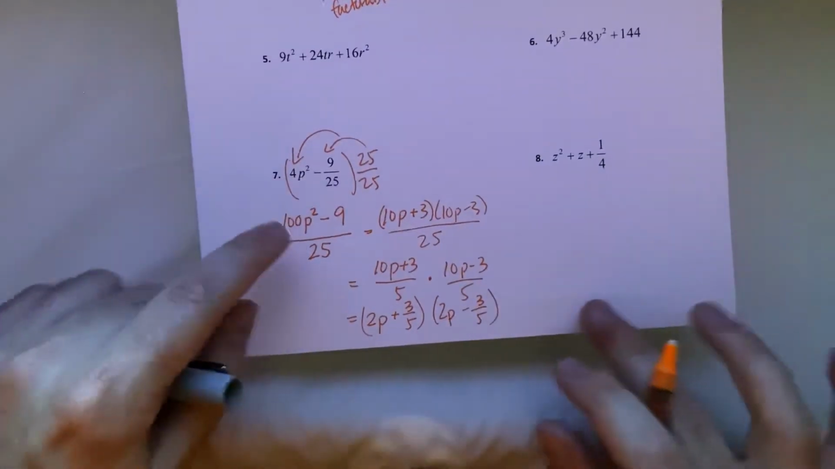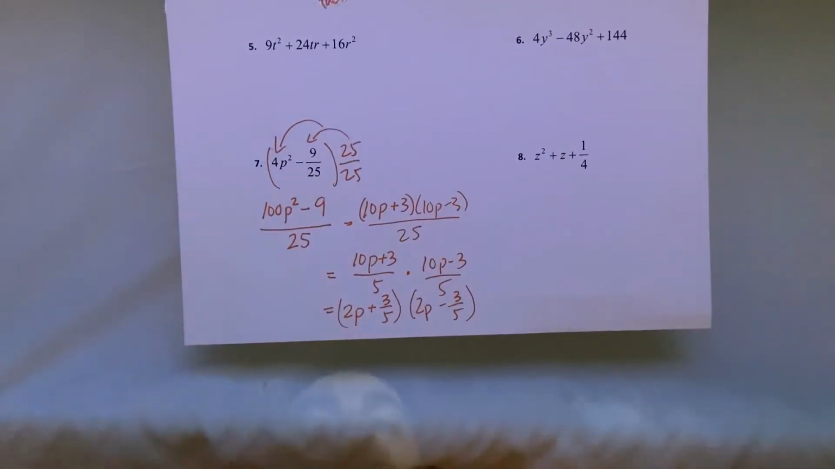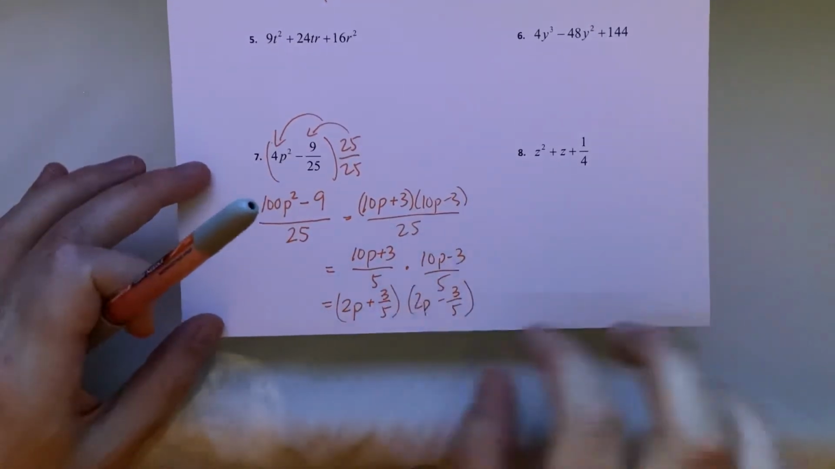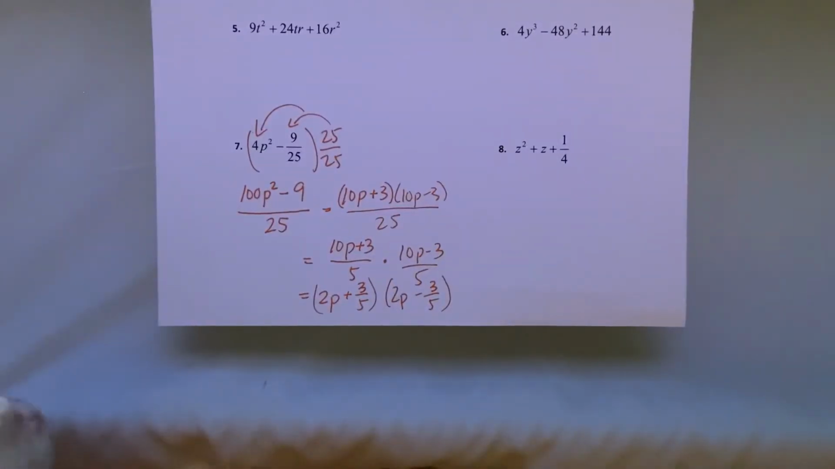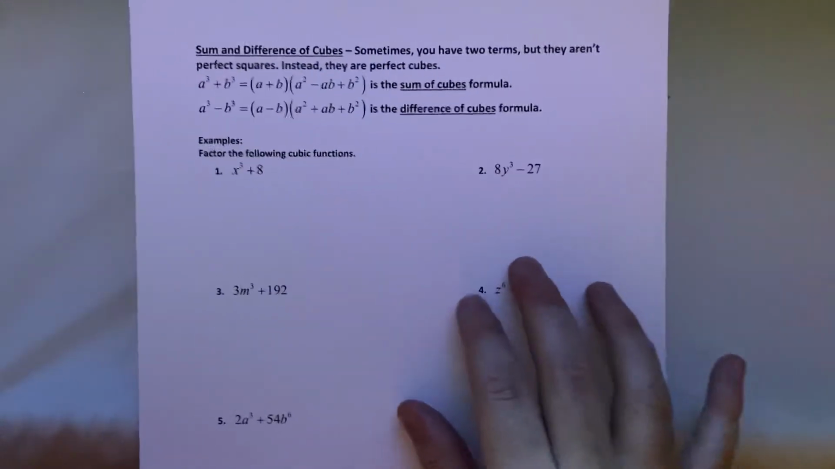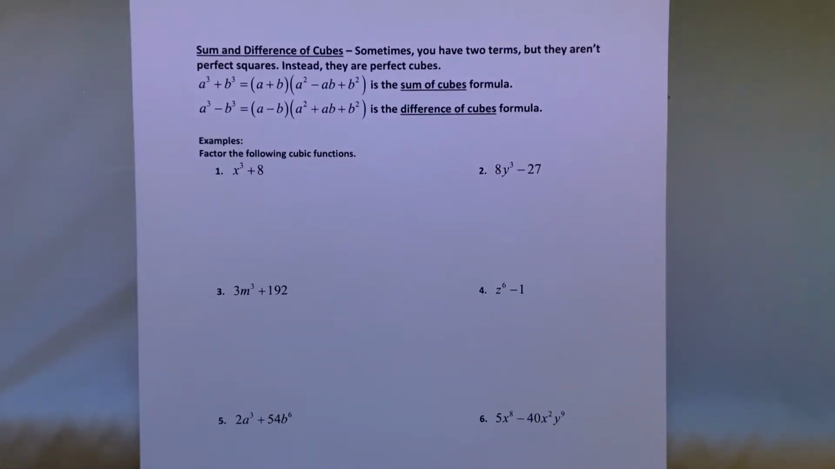So if you don't see the pattern and you don't see that 9/25 is 3/5 squared, you may not. There is a way around it by clearing the fractions. You just can't entirely get rid of the fractions. So I'll leave number 8 for you to practice. The last special pattern, which we will revisit again in college algebra when we get there, is called the sum and difference of cubes. It has a special formula.